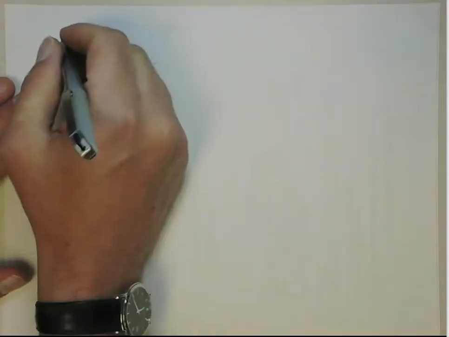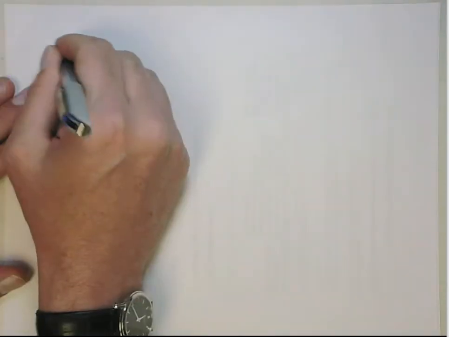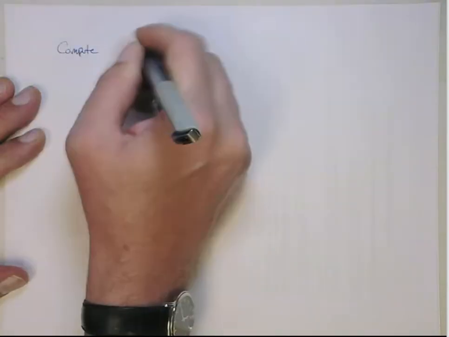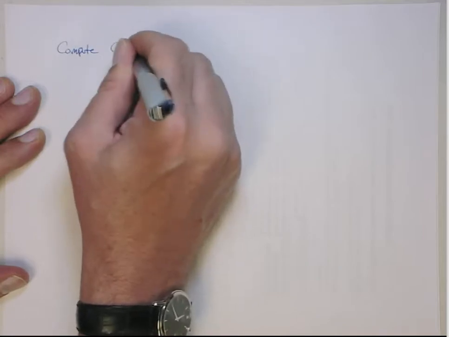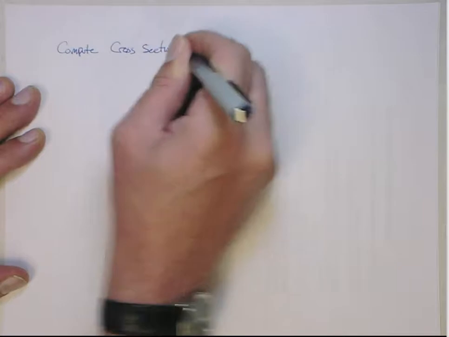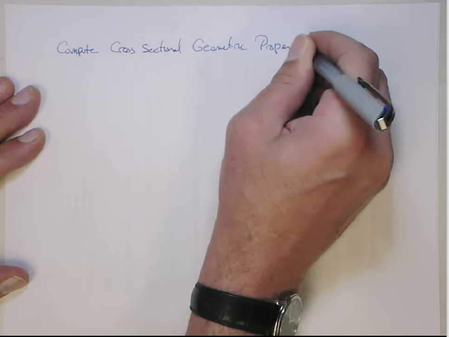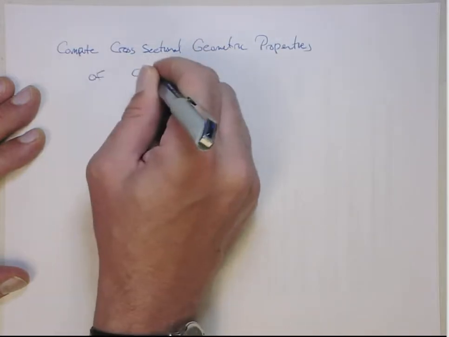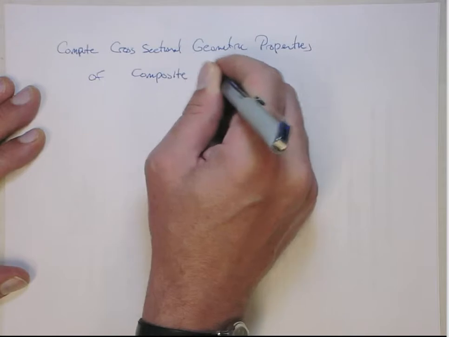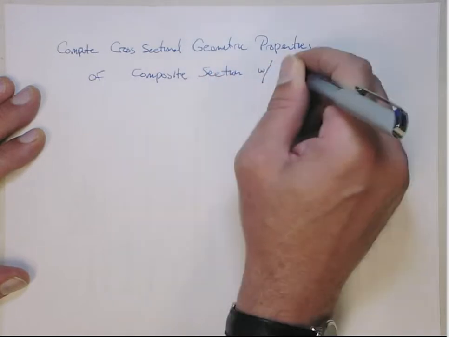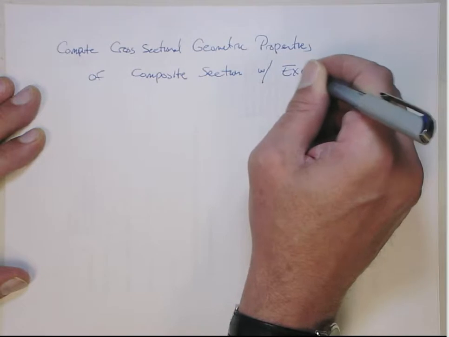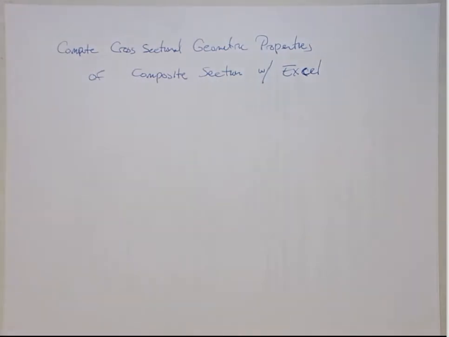Okay, what I wanted to talk about in this short video, and this will actually set up a couple of the problems I'll do, is how to compute the cross-sectional properties of composite sections with something like Excel or a spreadsheet. There's lots of ways you can do it, but I'll show you.